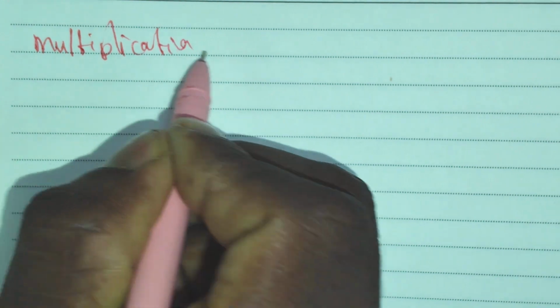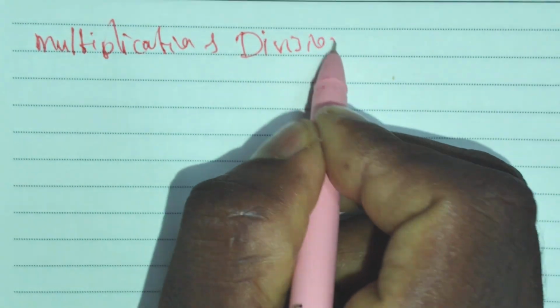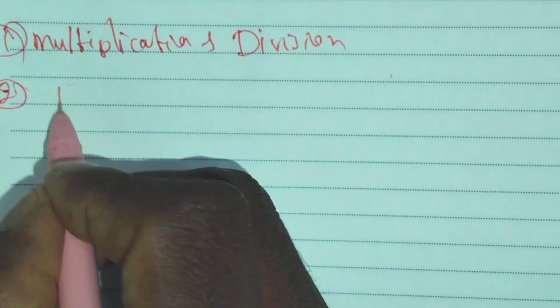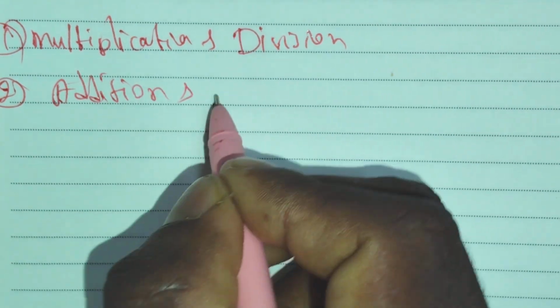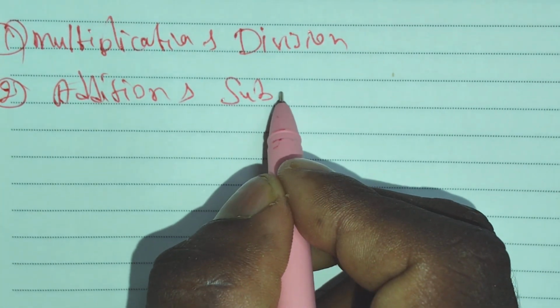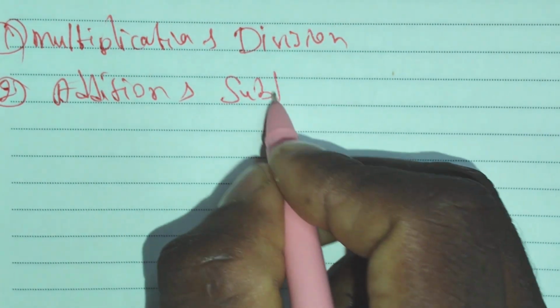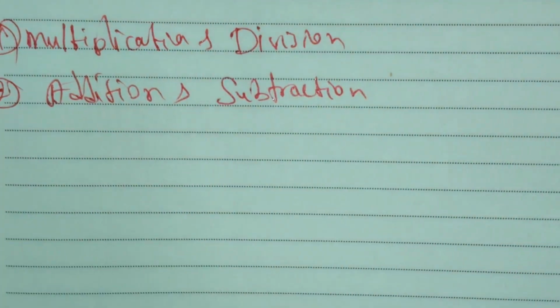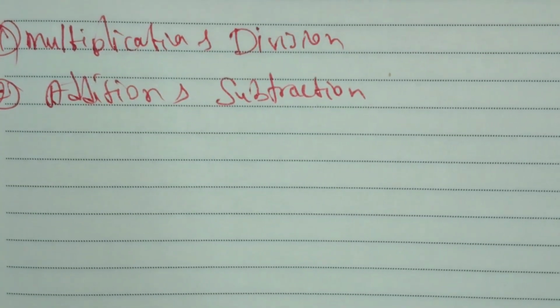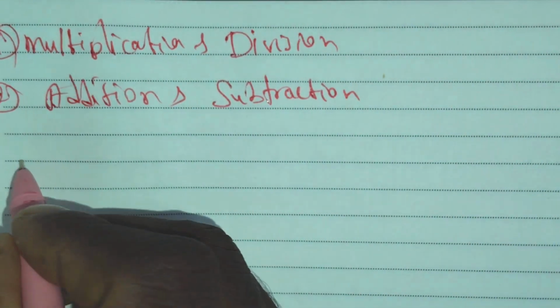Next, we look at two points of view with examples. One is multiplication and division, and the other is addition and subtraction. First of all, multiplication and division.